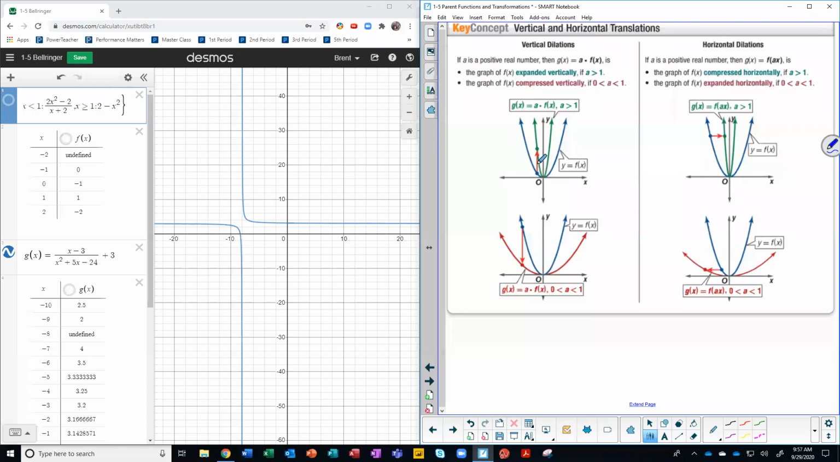I can vertically expand. I can vertically compress. I can horizontally compress or horizontally expand. It follows the same rules. If the value is on the inside, it's horizontal and lies. If it's on the outside, it's vertical and it tells the truth. So those are the transformations you're going to see in today's lesson.